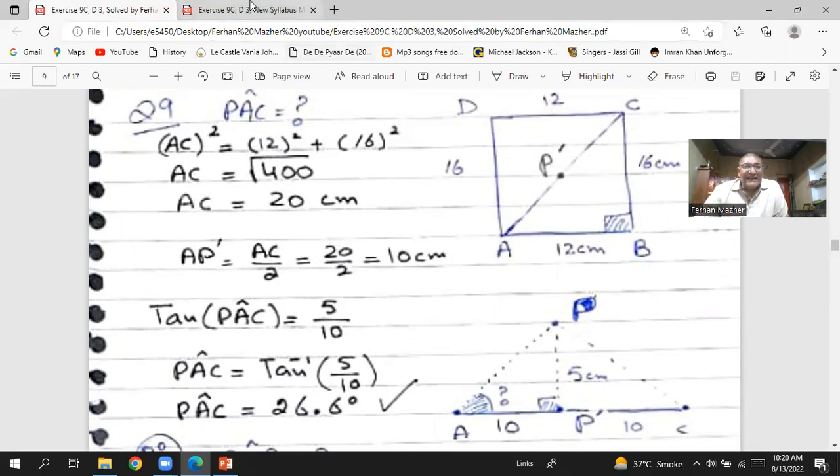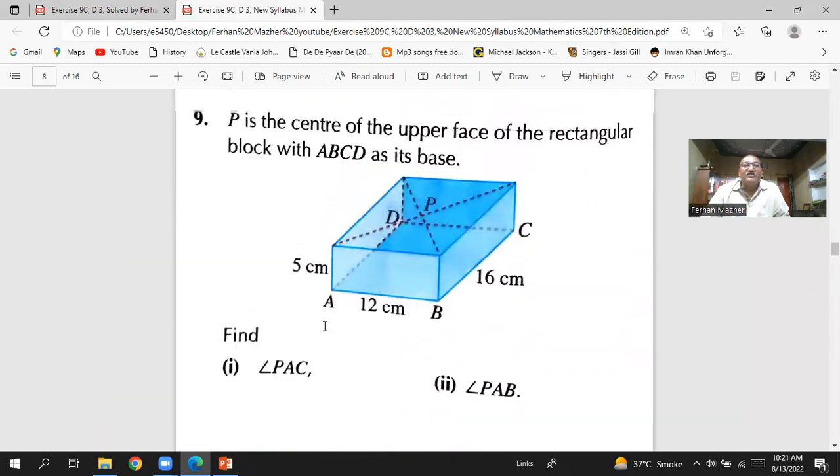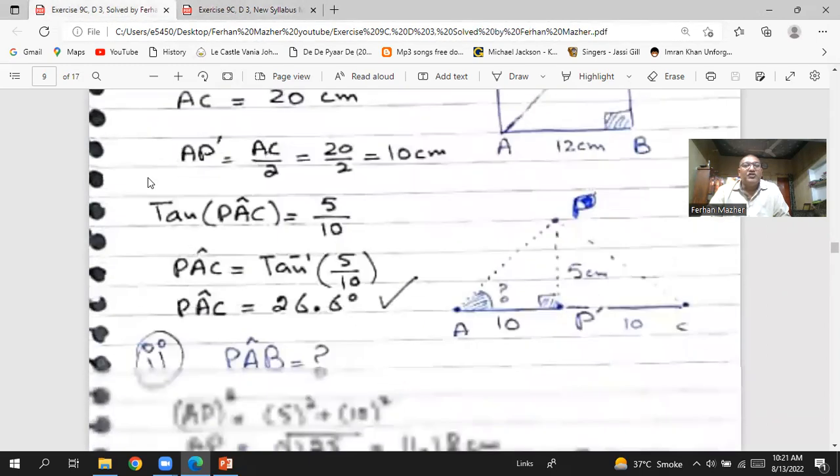I hope you understand. The next question they ask us is find the PAB angle. So I need to know the AP side, and I need to know the PP prime side. Whatever will be the PA, same will be the PB, and I know the AB 12. So this will be a triangle APB. And then by using the law of cosine, I will be able to find out the PAB angle. Okay, so let me show you.